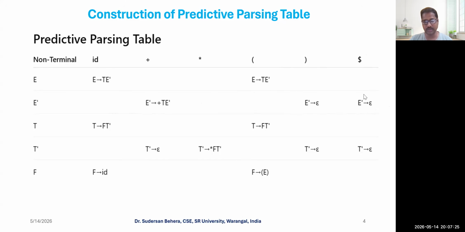Anything which is not touched will be called an error entry. Apart from those, the rest of the entries can be considered as error. At any time the parser falls into such an entry, that will be considered an error. Okay, so in this way, the parsing table is made.